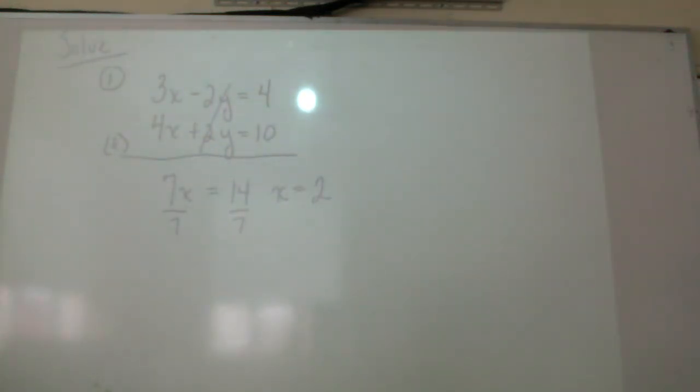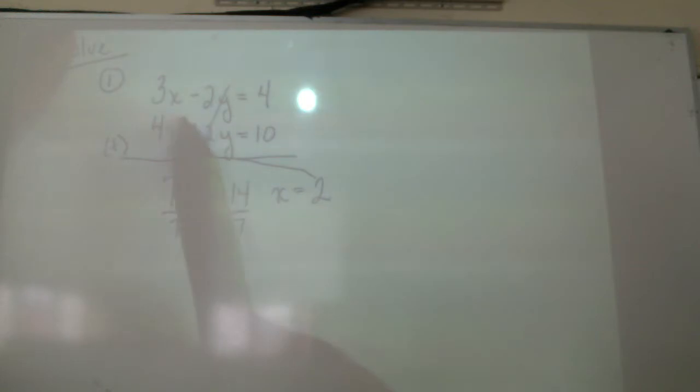Now I found one part of the point of intersection. Now I have to find y. You have 2 options. You can substitute that 2 in here. You can substitute that 2 in here. It does not matter. Because I prefer to work with positives, I'm going to work with this bottom equation. So I'm going to take this 2 and substitute it in here. I could substitute it in here. It doesn't matter. Either equation.